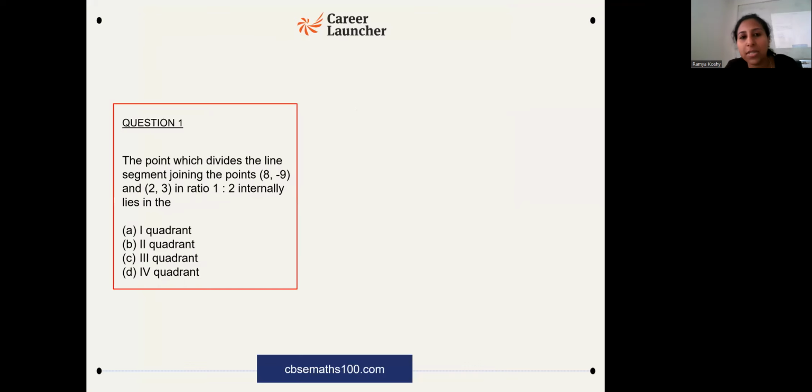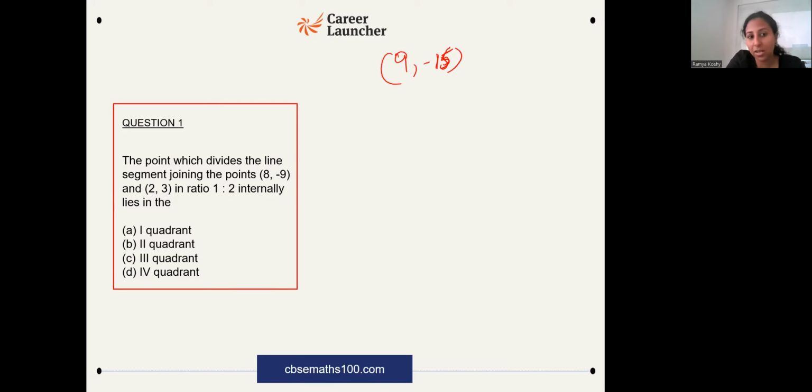Those of you who used the section formula, can you please give me your answer so that others can also cross check? Those of you who used the section formula and got the answer, can you give me the point? 9 comma minus 15. This is one answer I've got. Others can please cross check.